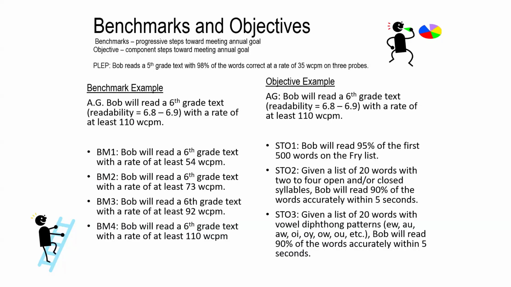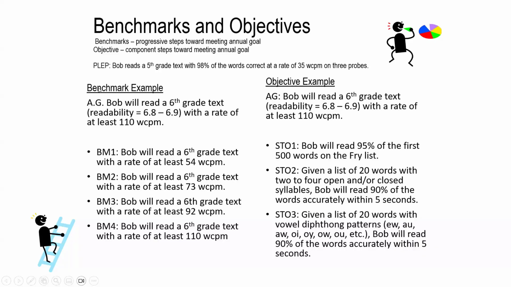Let me tell you about benchmarks and objectives. They're similar in that they're specifying the interim points along the way before a student achieves a goal, but they're written differently. Let's take a look here. The present level of educational performance says Bob reads a fifth grade text with 98% of the words correct at a rate of 35 words correct per minute on 3 probes. So what that indicates is that he's very accurate, but he's quite slow. So we're going to write a reading fluency goal for him.